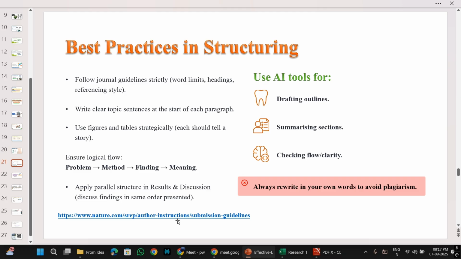It is going to tell me what are the questions that I have to answer in that particular section. It is not going to answer the questions for me, right? So this is what we call ethical usage.